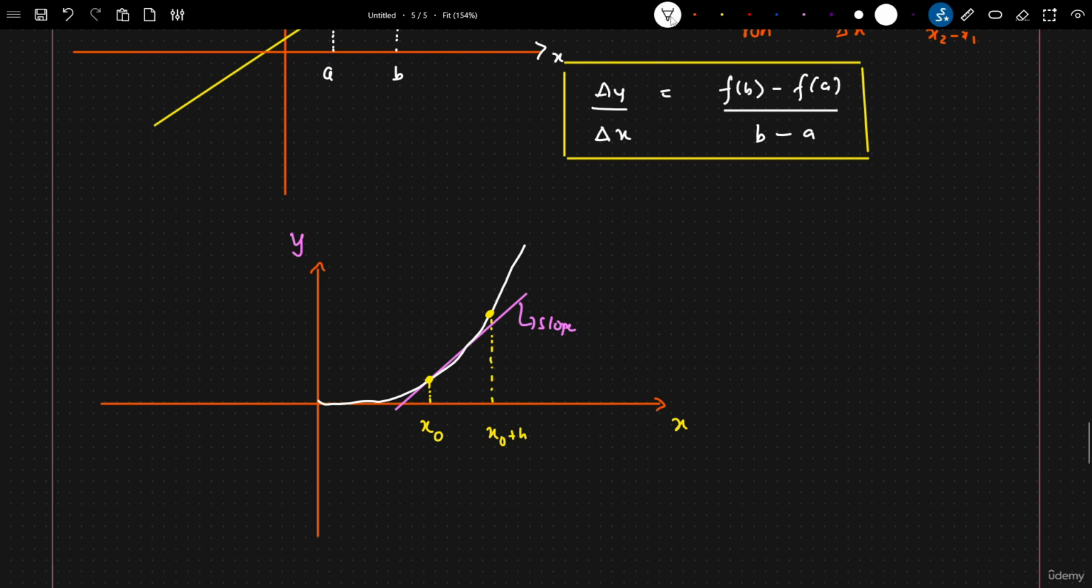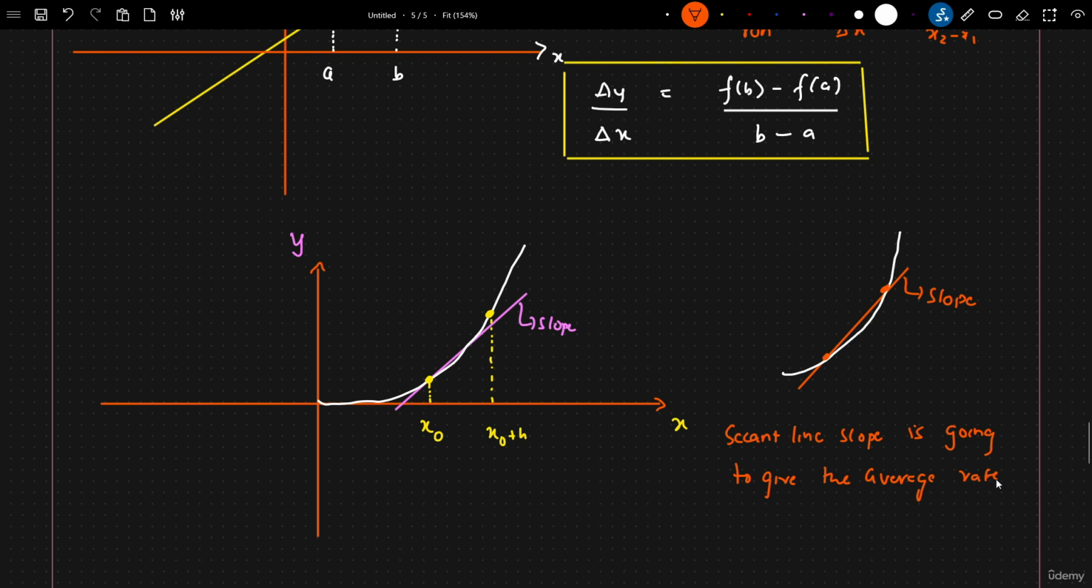So if I just zoom in on this curve, and let's say the curve looks like this, and I have these two data points, what we'll do is first of all draw a secant line, and finally go ahead and compute the slope. So this will basically give the average rate of change. The secant line slope is just going to give the average rate of change. What does average rate of change basically mean?